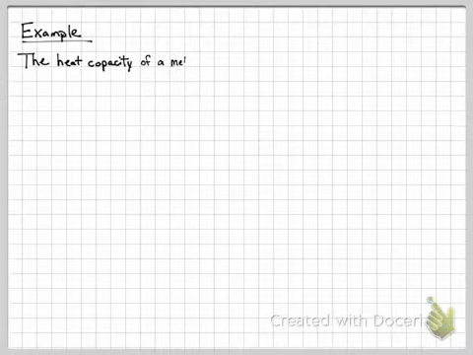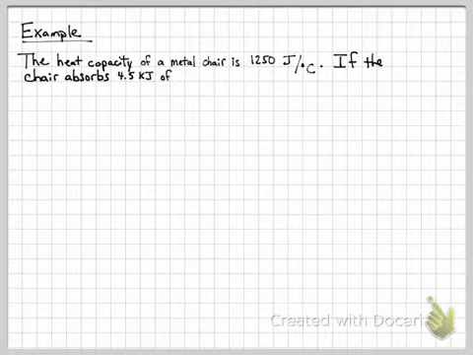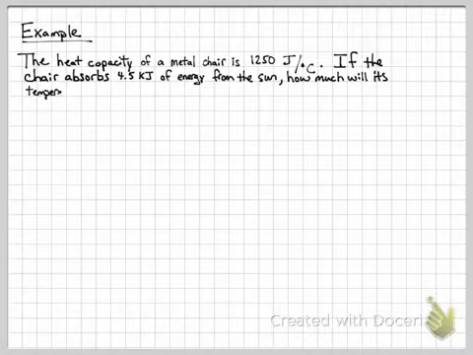Let's do a couple examples. Heat capacity of a metal chair is 1250 joules per degree Celsius. If the chair absorbs 1.5 kilojoules of energy from the sun, how much will its temperature increase?